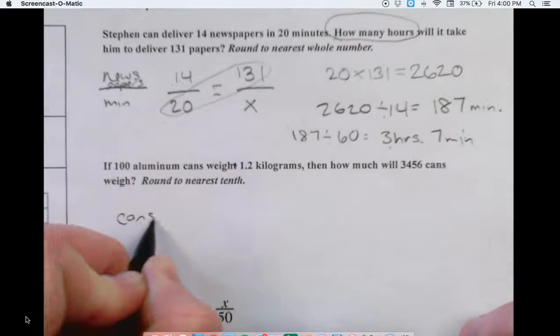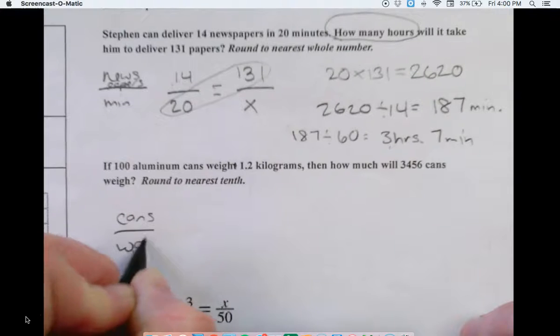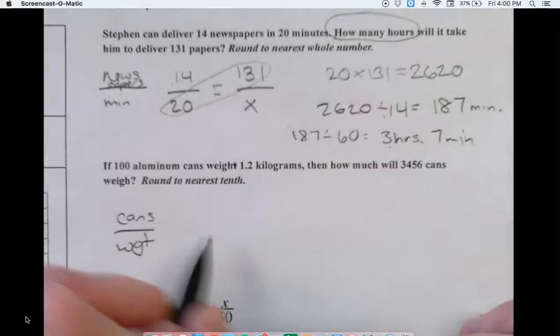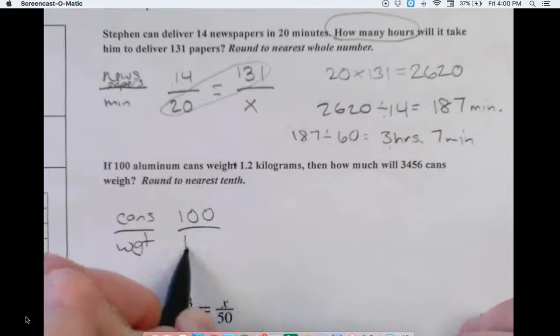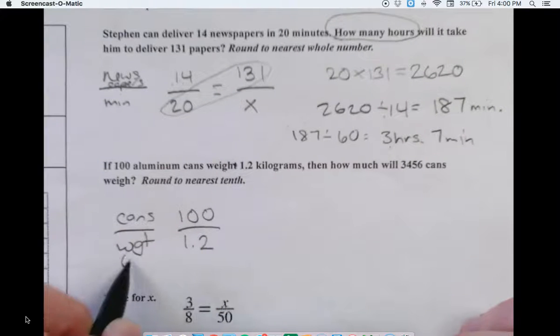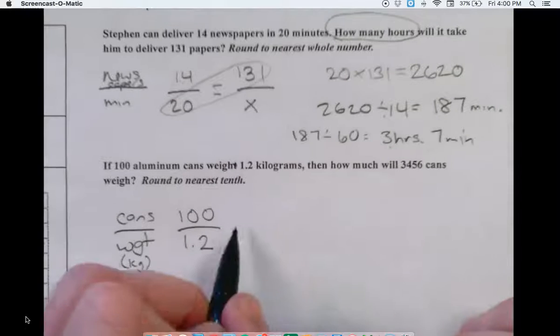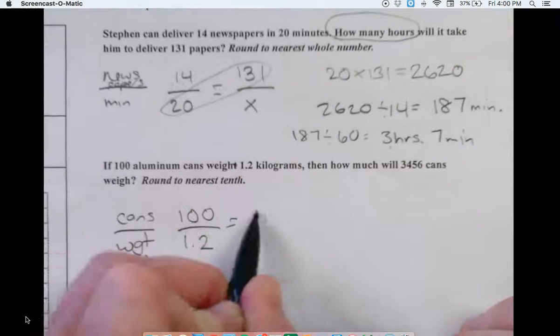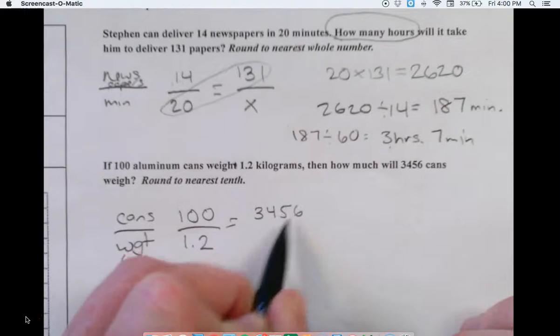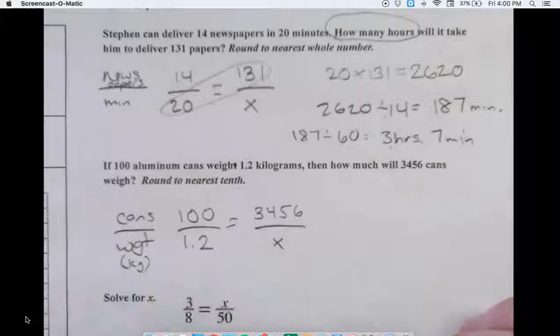Okay. Now this next one, 100 aluminum cans weigh 1.2 kilograms. So cans and weight. So 100 cans weighs 1.2 kilograms. This is in kilograms. How much will 3,456 cans weigh? So if cans are up here, I'm going to write 3,456 up here. And we want to know the weight. We're going to round to the nearest tenth of a kilogram.